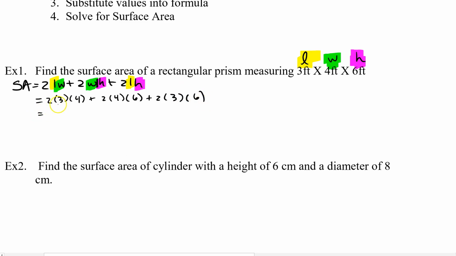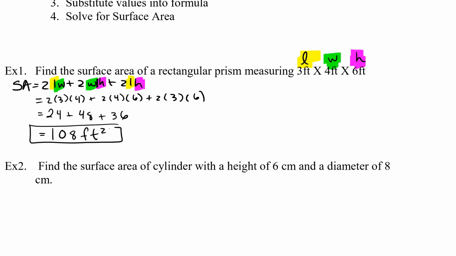So this is going to be 12 times 2 is 24, plus 4 times 6 is 24, times 2 is 48, and 3 times 6 is 18, times 2 is 36, for a total surface area of 108. I'm going to make sure that I have my units feet squared. Because it's a final answer, I like to box my answers in.